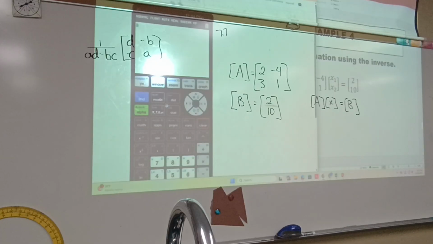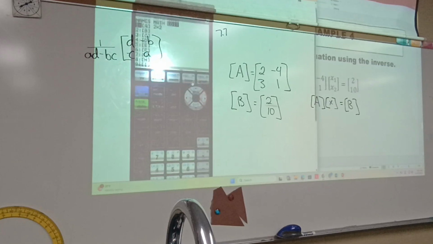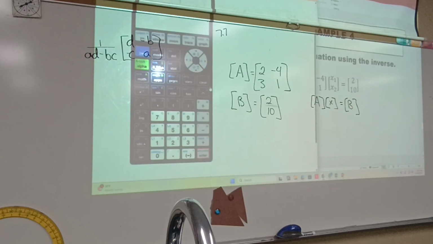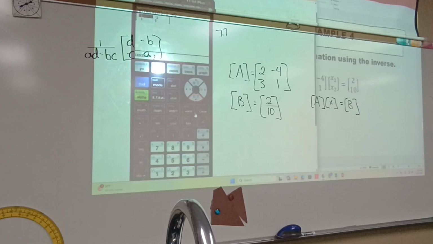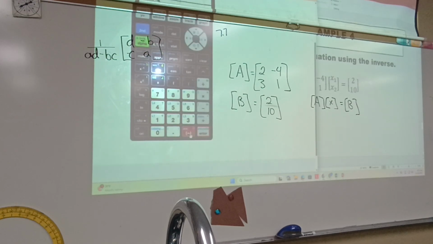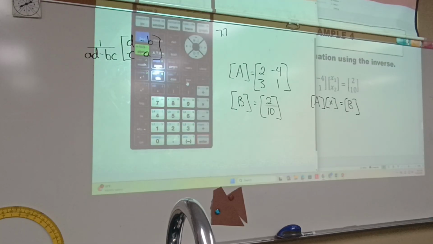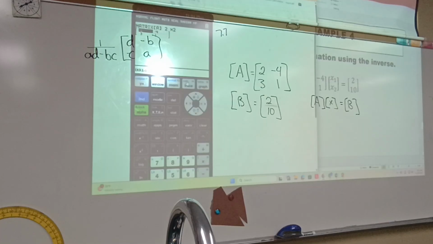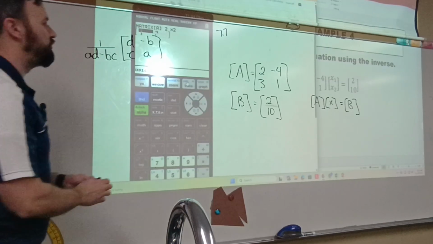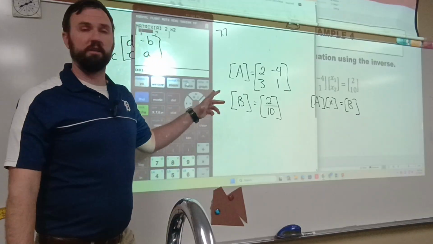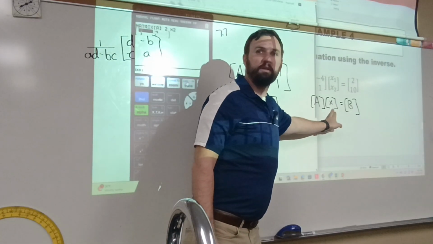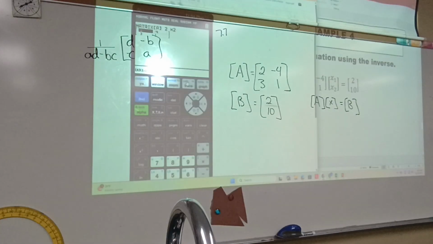All right, so go ahead and go in your matrices and let's plug in these two matrices. So what's it? 2, -4, 3, 1. You're not going to plug in that matrix with the x's. These are the two matrices you're going to plug in. I'll show you how to do it. But yeah, just plug in your numeric ones. You don't have a way to do it with the x's. Just plug in your A and your B.